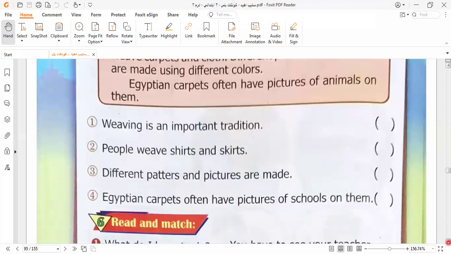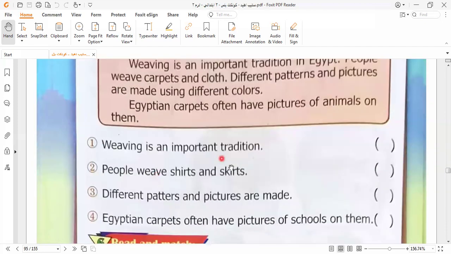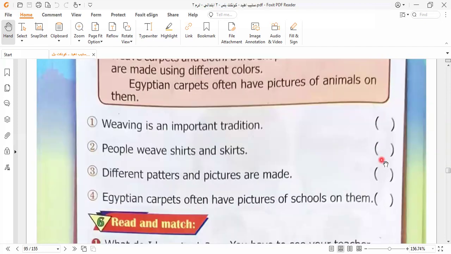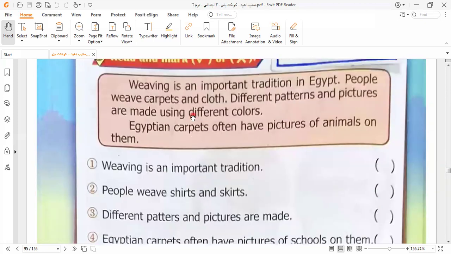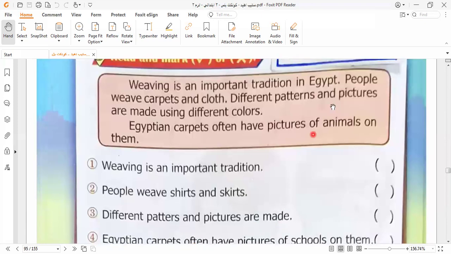Is it right, as we know in this text? Yes, I would put here right. People wear shirts and skirts, not carpets, and yes, with shirts and skirts. Right. Why? Clothes include what? Including shirts and skirts. Is it including clothes? Yes. So I will put here right. Different patterns and textures are made. Different, yes, are made.